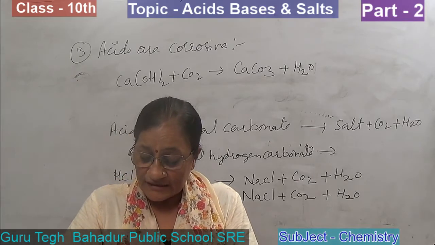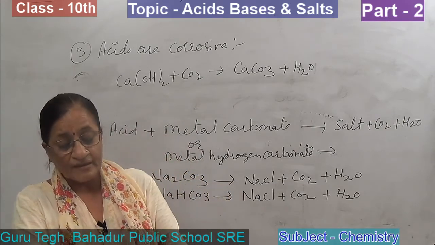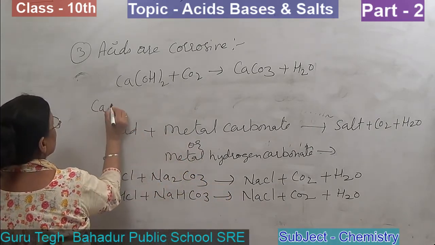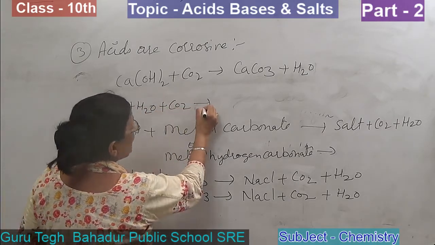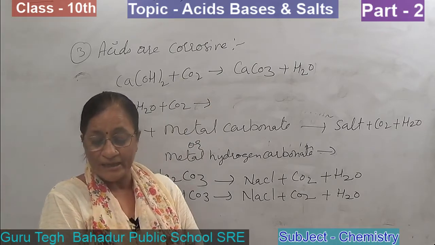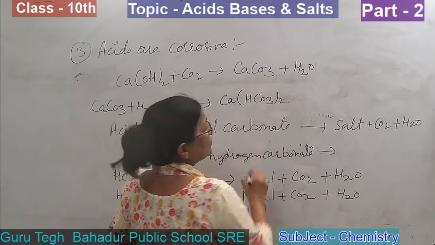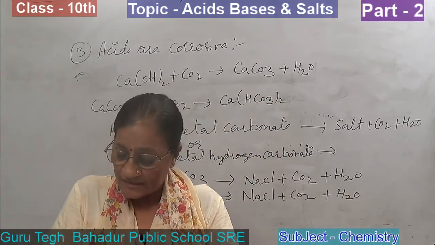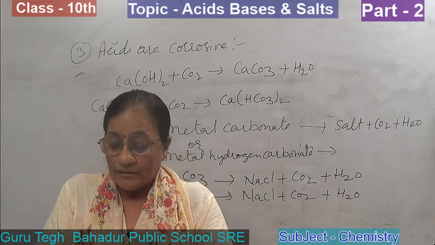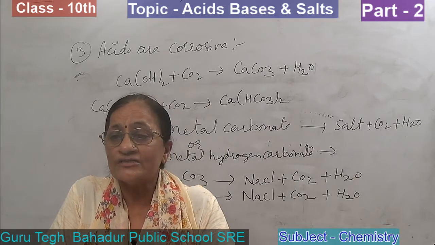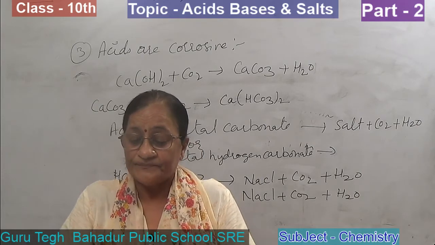When excess CO2 is passed, the reaction that takes place is: CaCO3 plus H2O plus CO2 forms calcium bicarbonate, Ca(HCO3)2. So this forms calcium bicarbonate or calcium hydrogen carbonate. The activity related to this is also given on page number 20. You can also try that.